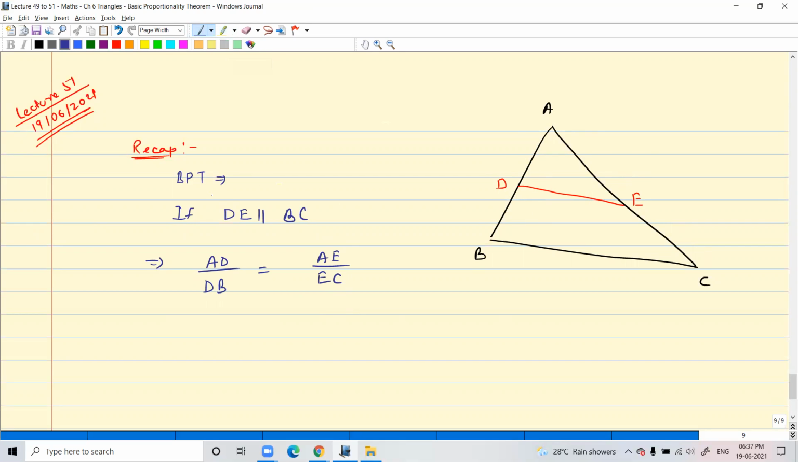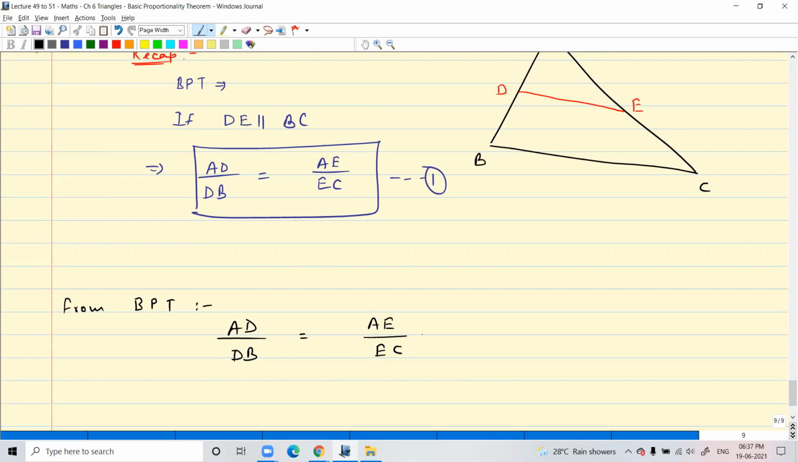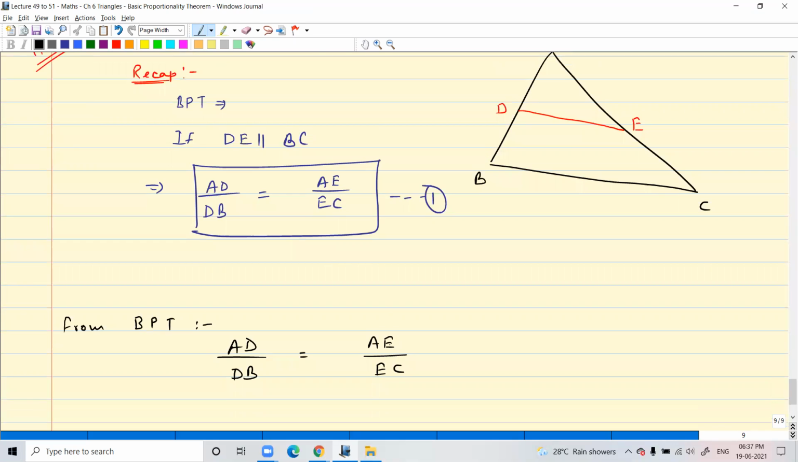Okay, so from this same idea, we are going to get a few more forms of this same theorem. Maybe we can extend it and get a few more ratios which are equal to each other. So this is the starting point. I'm saying that AD by DB is equal to AE by EC. From the basic proportionality theorem, we are taking this, and using this, we are going to derive some more forms of these ratios. We can write the ratio in a few more ways.